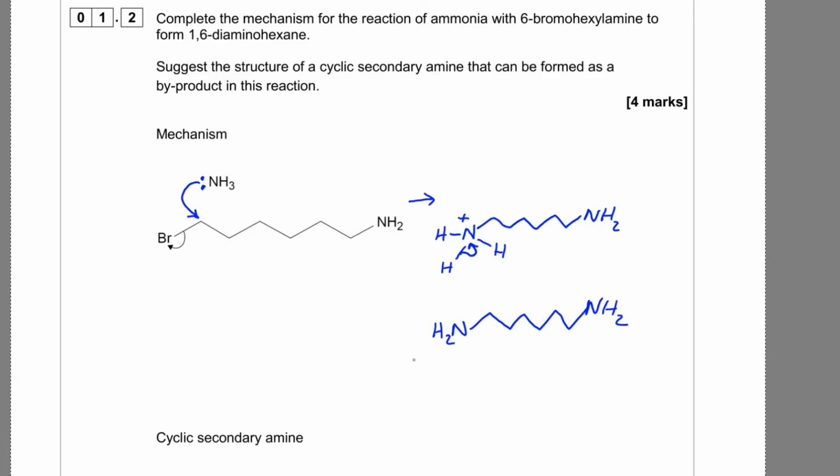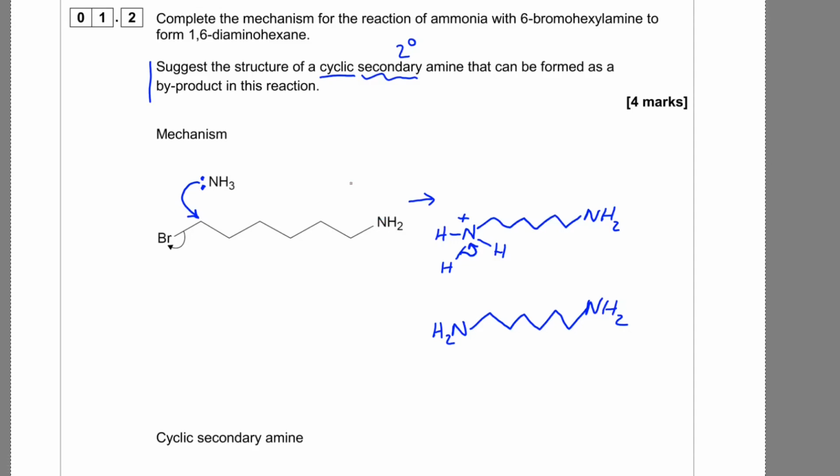Okay, so we've got this part now where we want to suggest structure of a cyclic secondary amine that can be formed as a byproduct in this reaction. Okay, so cyclic secondary, and I would read this as being secondary as in 2 carbons attached to it as well. Okay, so thinking about that.